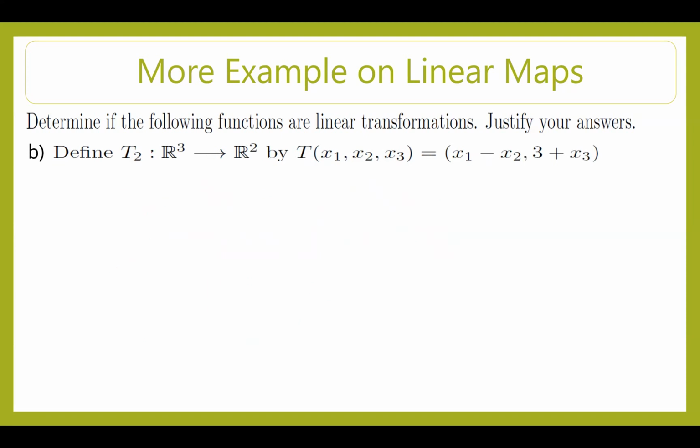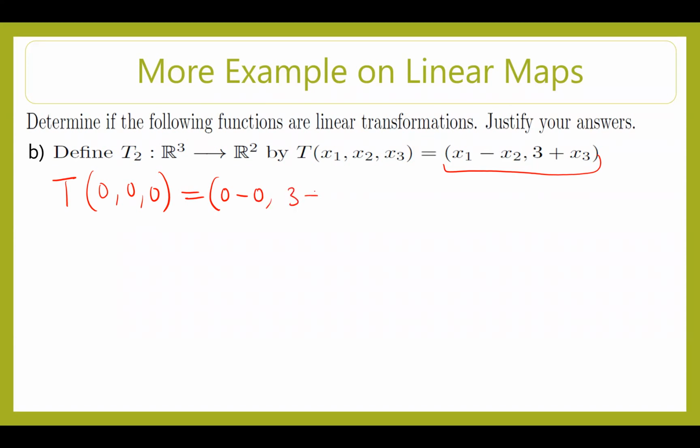So we have T2 now, which is R3 to R2 by this definition. It's just slightly different. So again, doesn't hurt to check T of 0 to see what happens. So T of 0 here is the same thing as T of 0, 0, 0, meaning that x1 is 0, x2 is 0, x3 is 0. So let's plug in those zeros here and check.